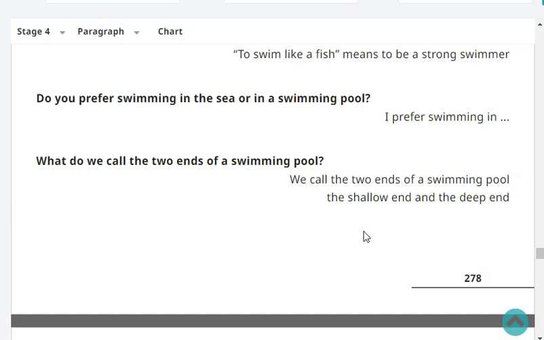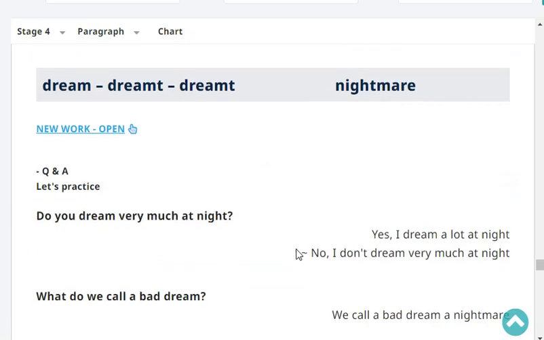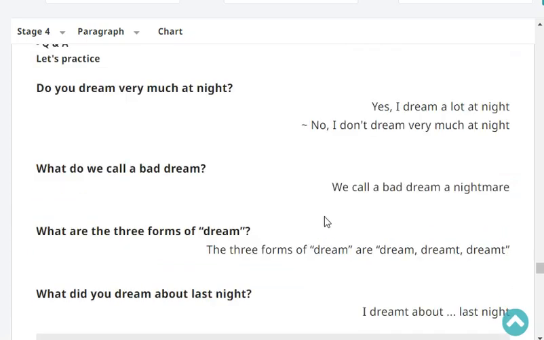Do you prefer swimming in the sea or in a swimming pool? I prefer swimming in the sea. What do we call the two ends of a swimming pool? We call the two ends of a swimming pool the shallow end and the deep end. Very good.